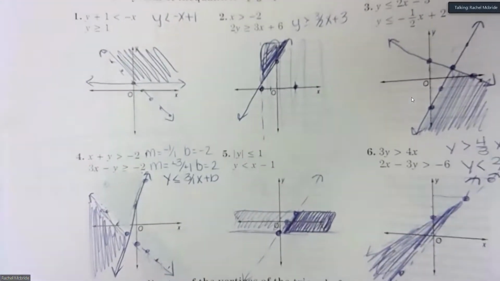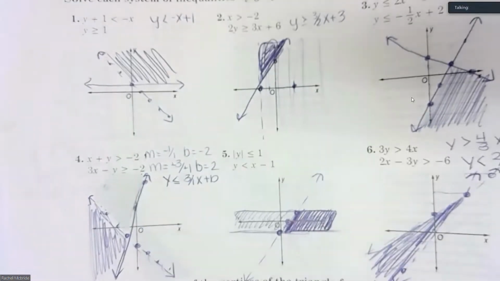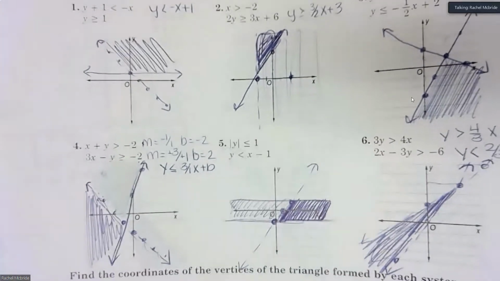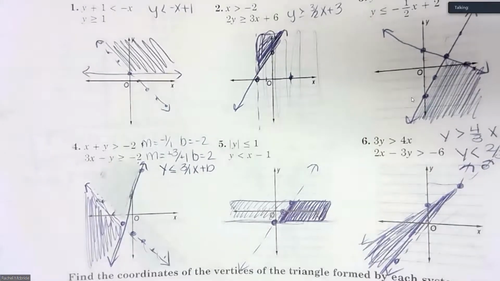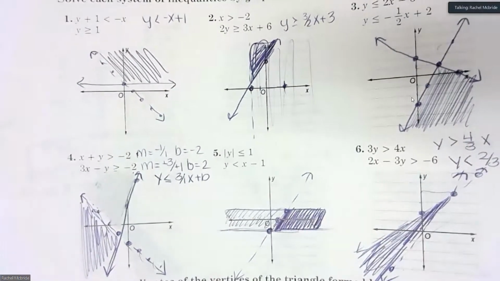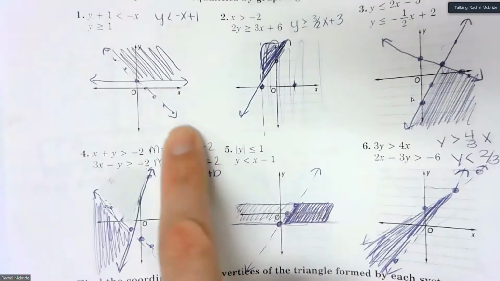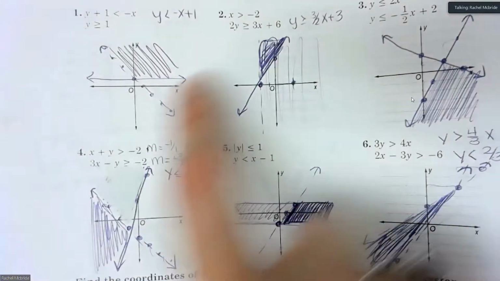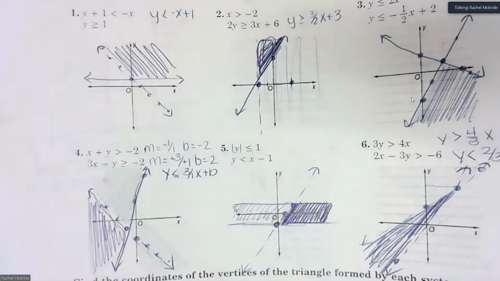All right, numbers 1 through 6 on the back of that handout. So once again, taking into account whether they were solid or dashed, and be able to identify your solutions. So take a minute, check through, make sure you have your horizontal, make sure you have your dashed, and make sure you can clearly see your darkest regions.